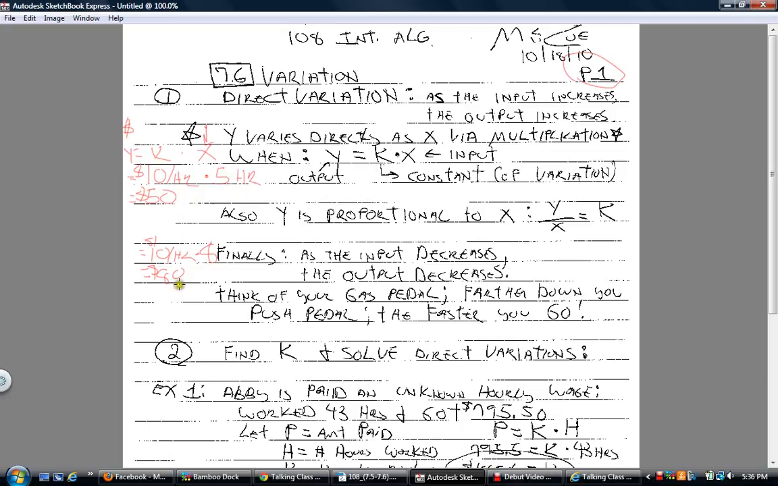One way to think about this, I think I got this out of the book, is to think about your gas pedal. You're driving along. The farther down you push on the gas pedal, what happens to your car? The faster you go. So the farther you push on the gas, the faster you go. That's a direct variation, sometimes called a direct proportion. If you let up on the gas pedal, what's going to happen to the speed of your car? You'll slow down.